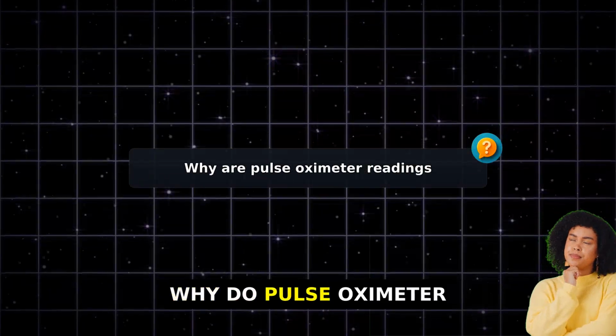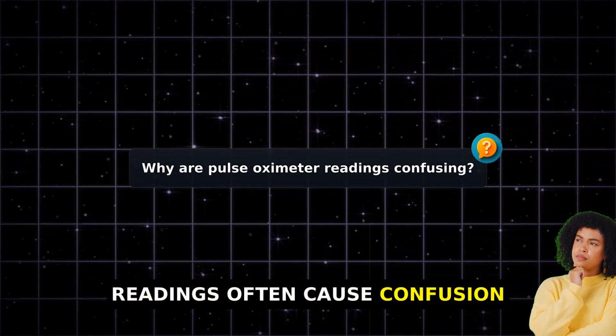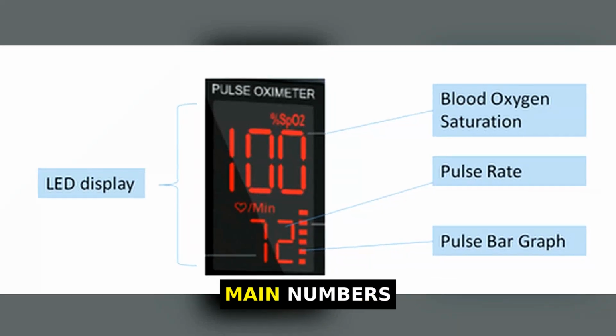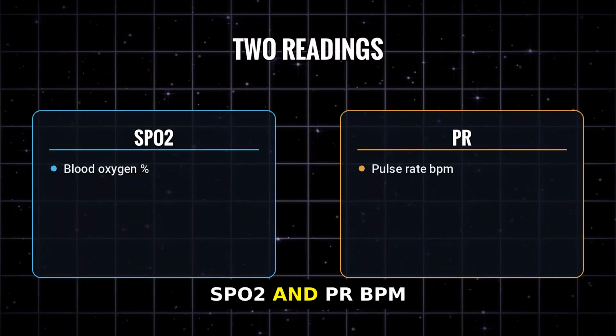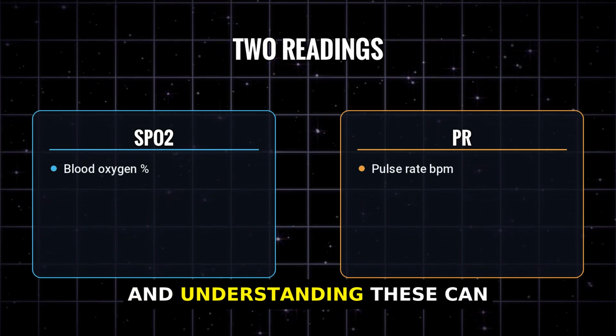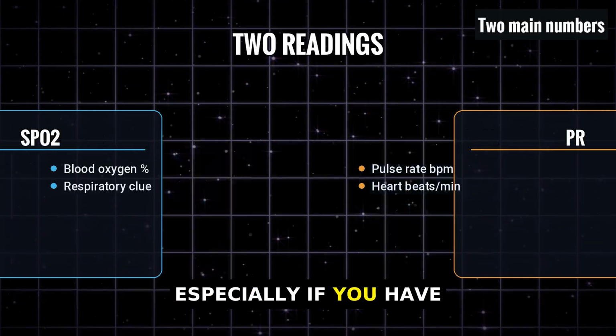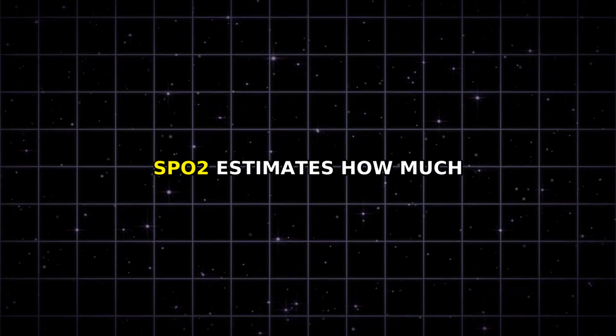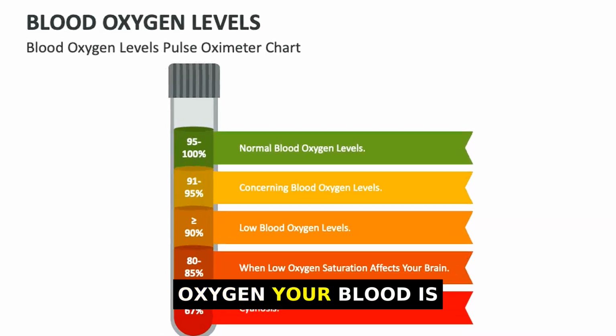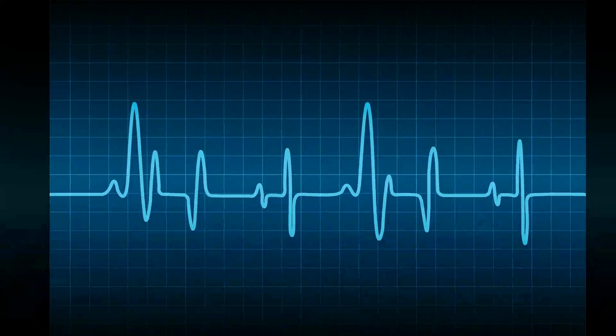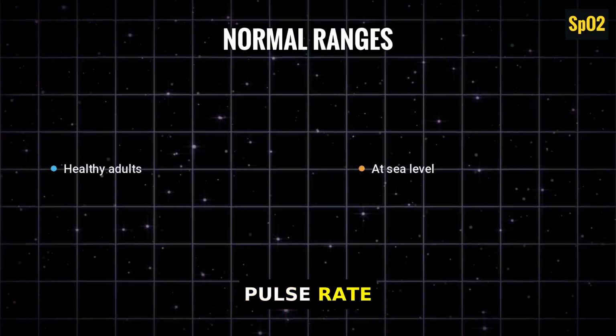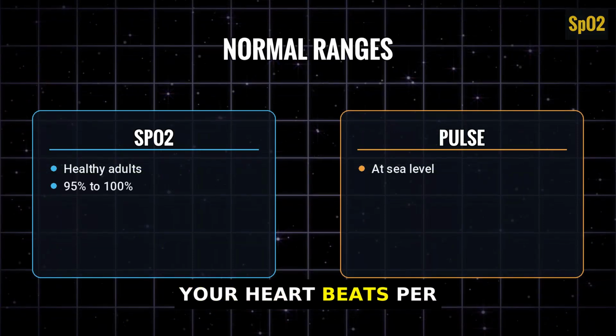Why do pulse oximeter readings often cause confusion? These devices show two main numbers, SpO2 and PR BPM, and understanding these can be crucial, especially if you have respiratory issues. SpO2 estimates how much oxygen your blood is carrying as a percentage. PR BPM indicates your pulse rate, showing how many times your heart beats per minute.